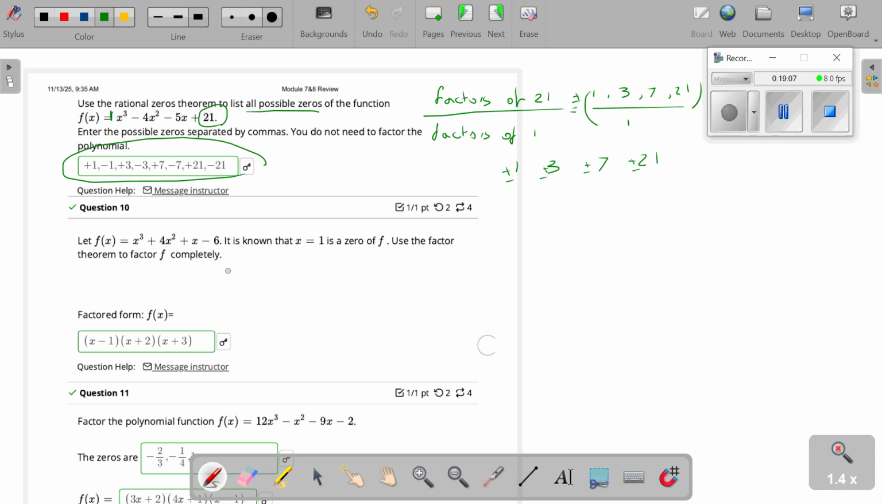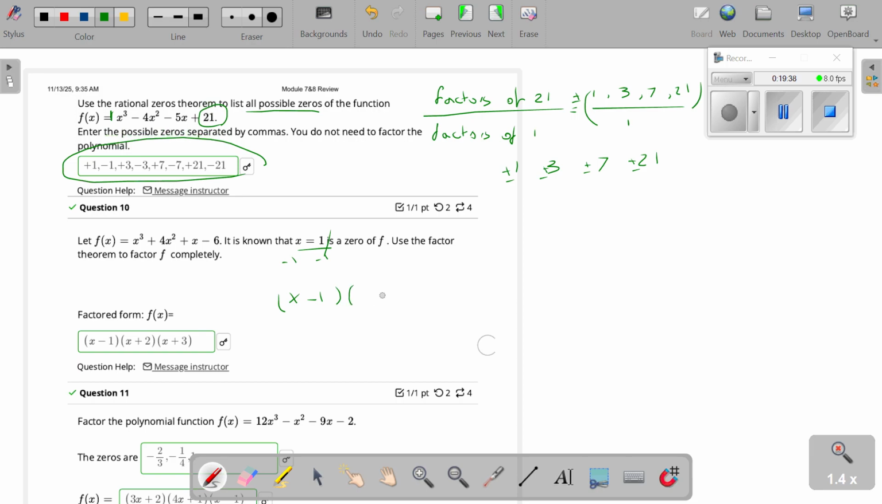Okay, so next question is asking us to find the factored form of this polynomial, knowing that x equal to 1 is a 0 of the function. Use the factor theorem. What does factor theorem mean? That means if x equal to 1 is a 0 of the function, then I'm going to subtract 1 from both sides, and x minus 1, obviously, as we have done before, will be a factor of my function. So this is what it's saying.